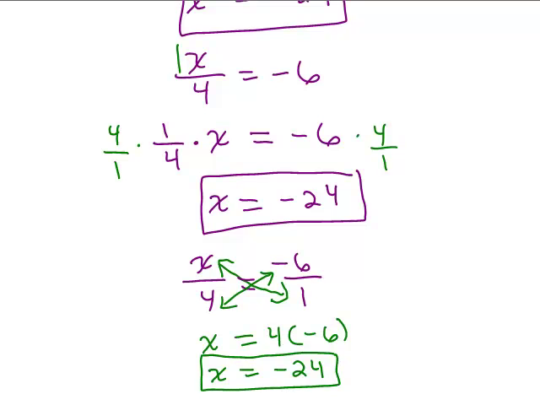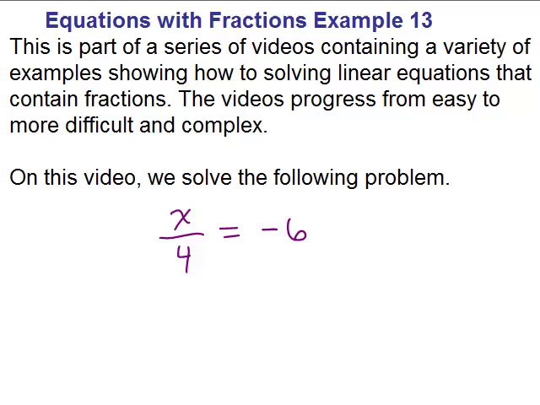So no matter how you do it, we keep getting x equals negative 24, which some of you originally might have noticed just visually looking at the problem. What divided by 4 is negative 6? You know it's got to be a negative number, and it's 24 because 24 divided by 4 is 6. All right, let's go ahead and check this.